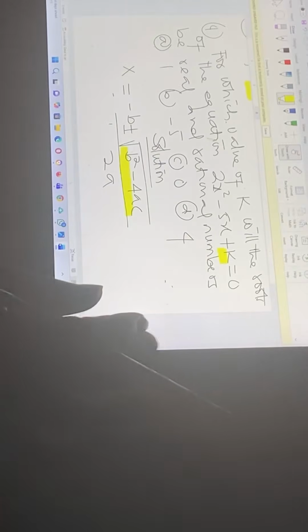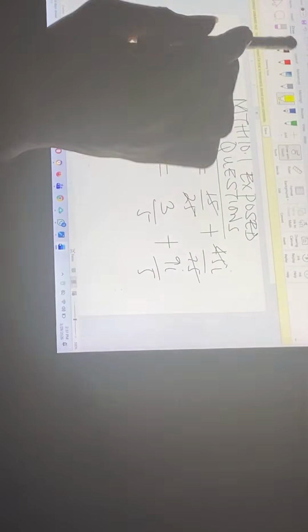So our D is expressed mathematically as, let me clean the board, please. Of course, you know this part.